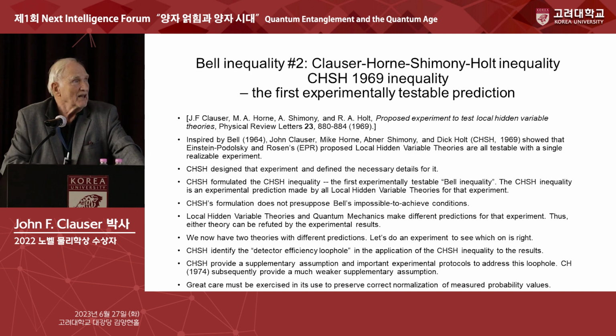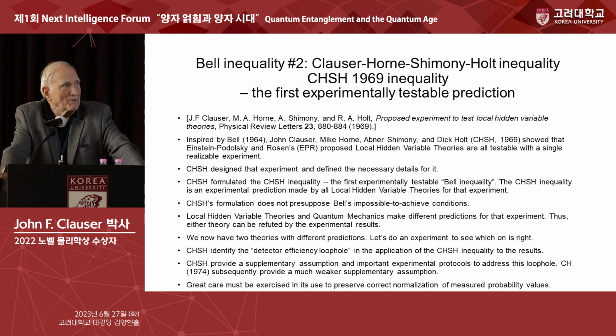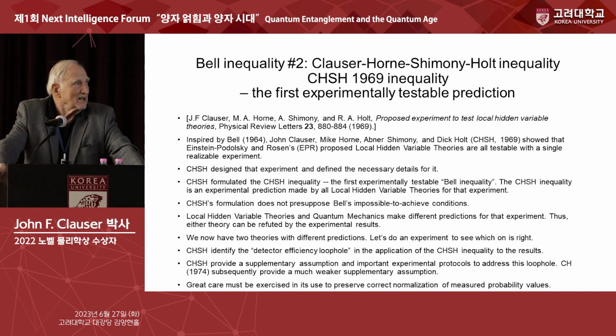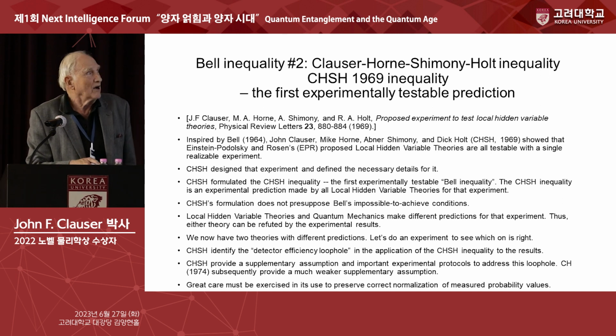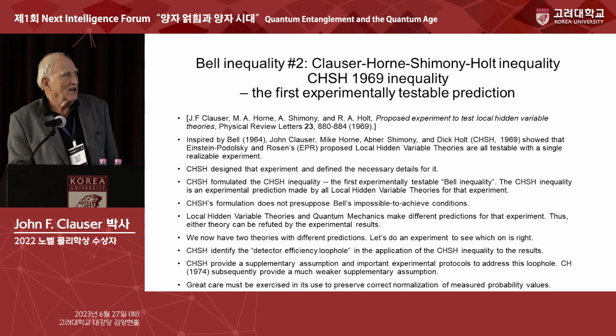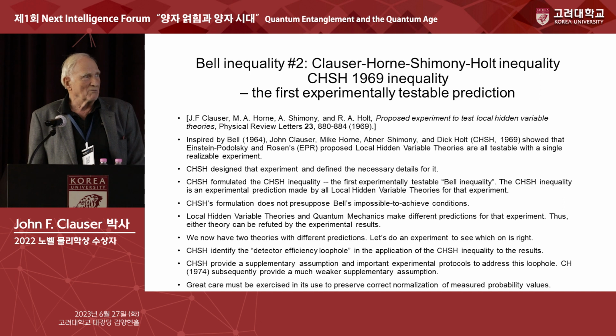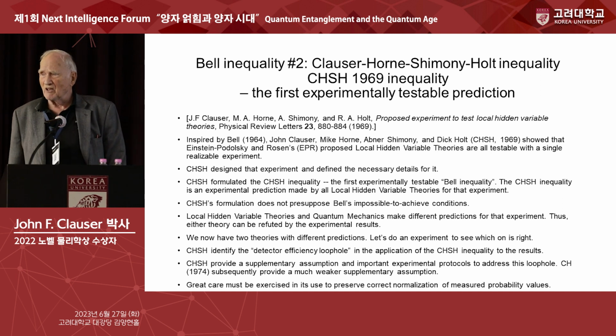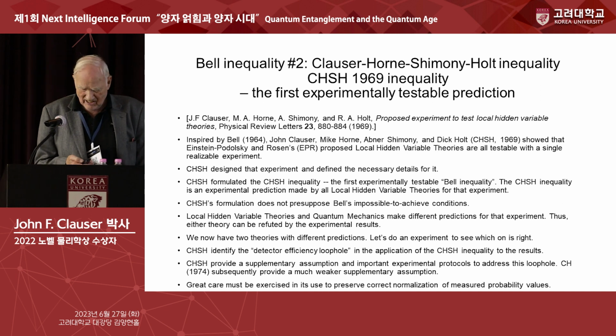We produced the Physical Review Letter in 1969, titled Proposed Experiment. We did exactly that. We proposed a specific experiment. We designed all the necessary details for doing the experiment. And what we did was we looked at Bell's original inequality and found that his requirement for some orientation with perfect correlation was not necessary. You could re-derive the result, leaving that out. You got a different inequality when you did that. That was the CHSH inequality.